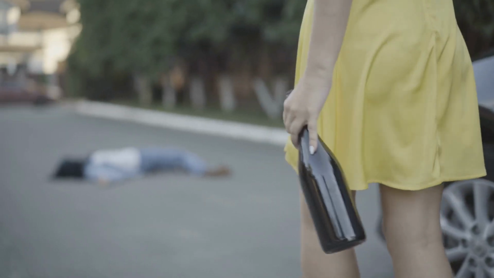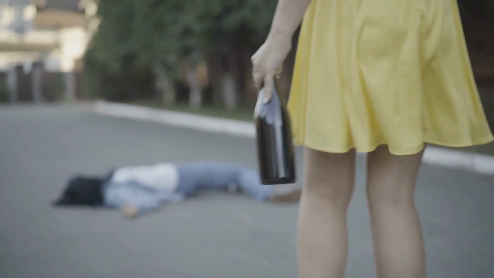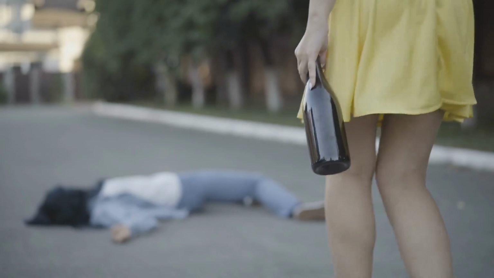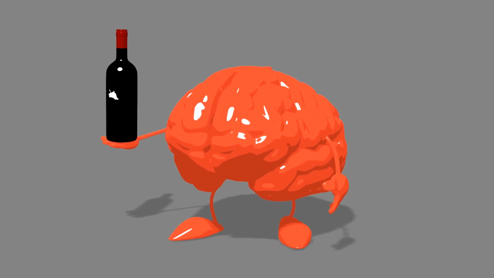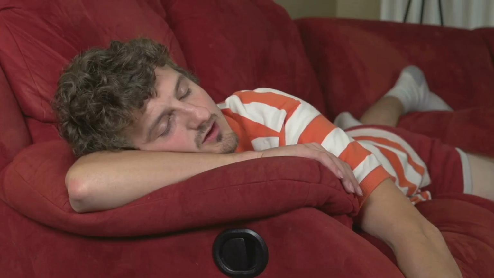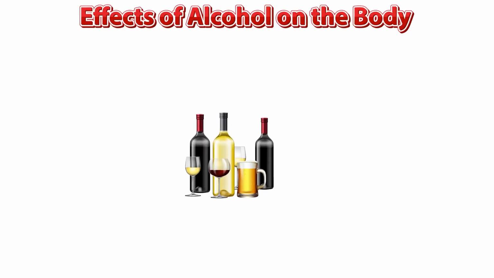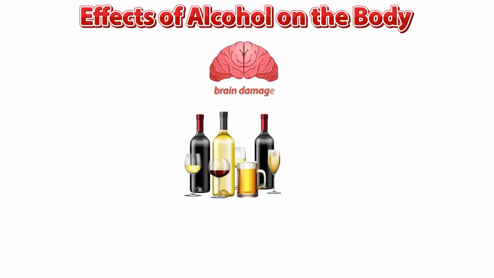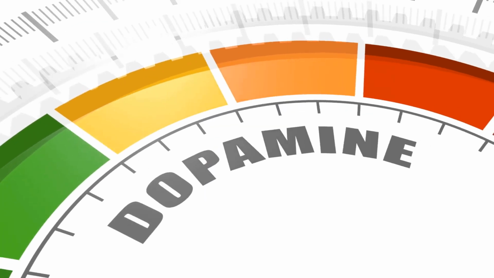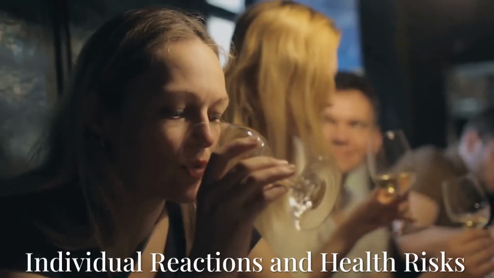At higher doses, however, this GABA enhancement can become excessive, leading to impaired coordination, slurred speech, and slowed reaction time. Another neurotransmitter affected by alcohol is glutamate, an excitatory neurotransmitter that stimulates brain activity. Alcohol suppresses glutamate activity, further contributing to its sedative effects. This glutamate suppression, combined with GABA enhancement, leads to the overall depressant effect of alcohol on the central nervous system. Alcohol also affects the brain's reward pathway by influencing dopamine and endorphin levels.